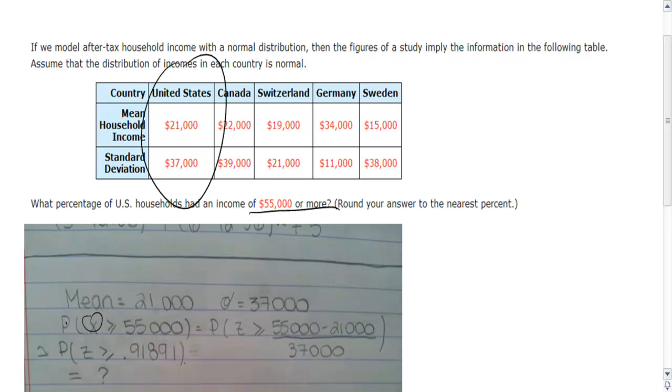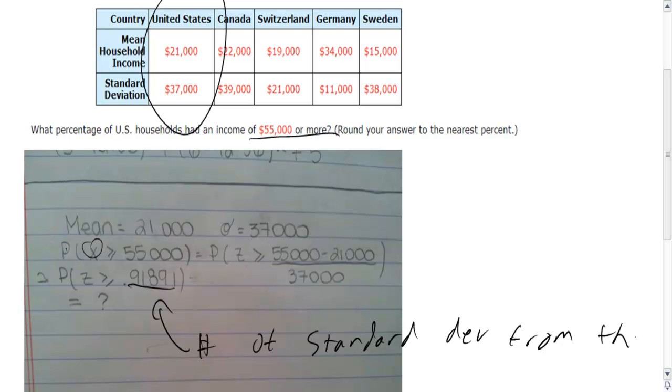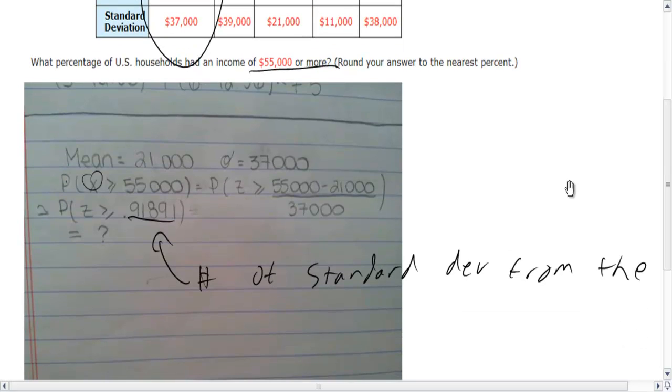So we don't want to deal with x values, we want to deal with z values. So we convert that into the number of standard deviations away from the mean. Perfect. So the value minus the mean divided by the standard deviation gives you, assuming your math is right, 0.91891. So what this means is the number of standard deviations from the mean. Okay, so now what we need to do is interpret this.